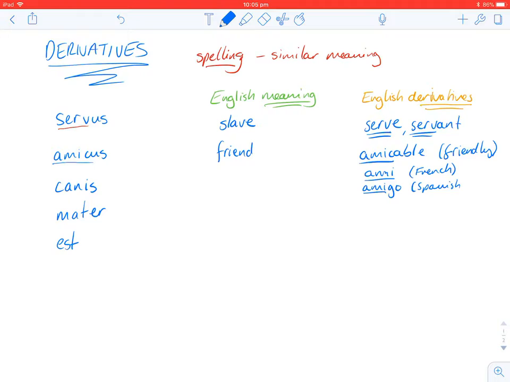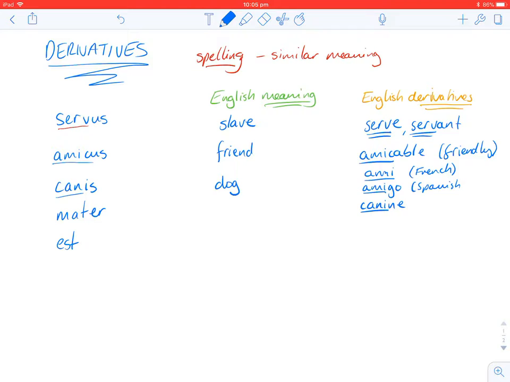All right, let's look at a few more examples. What's the word canis mean? It means dog. So that word isn't spelled anything like canis, but we do have a word in English, canine, and we can see the relationship to the Latin word with the same spelling, C-A-N-I. And canine basically means dog as well.